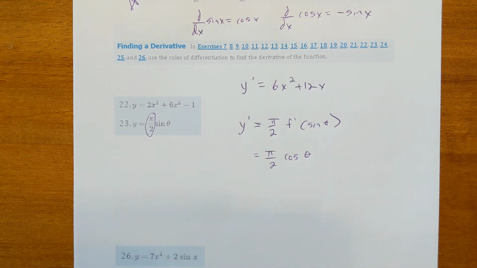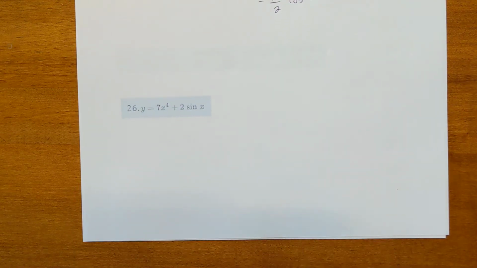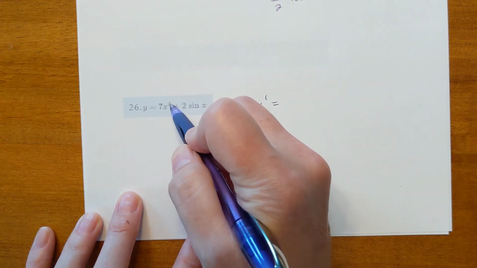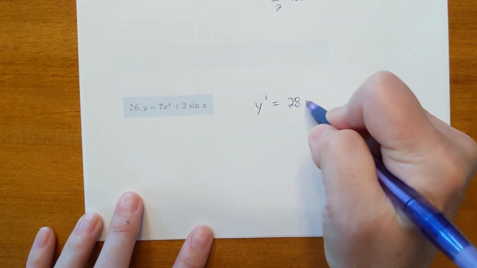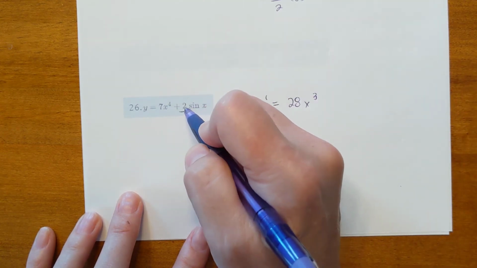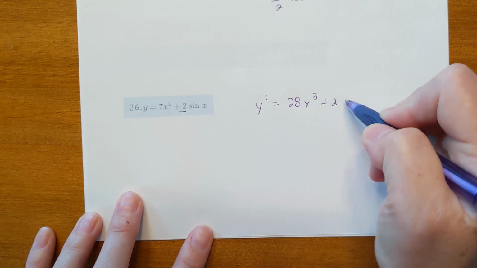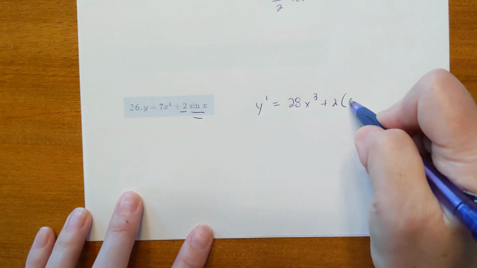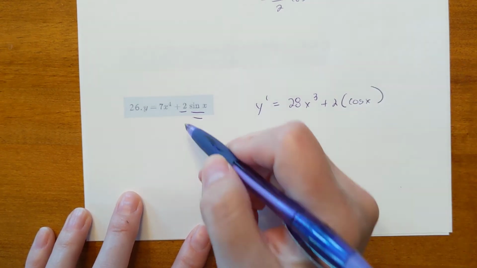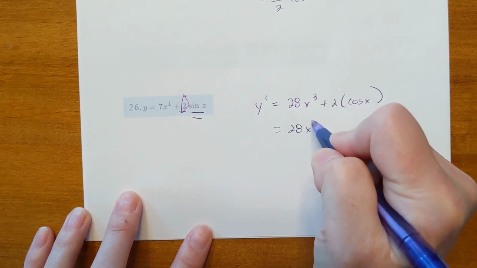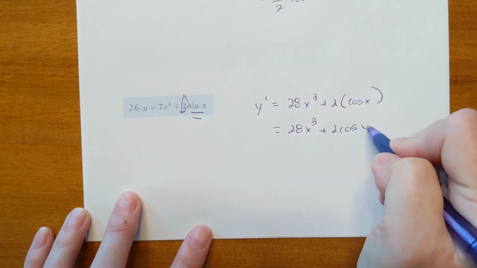On the next one, we have y equals 7x to the fourth plus 2 sine x. So y prime equals 7 times 4, 28, x to the third, because you take 1 less than 4, and that's 3. Then you have, that's a constant out front, so plus 2, and then the derivative of sine is cosine. Again, 2 is a constant, so you leave it in front. And so the whole answer is 28x to the third plus 2 cosine x.